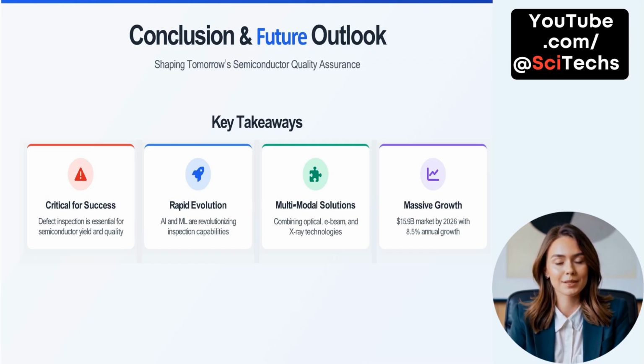Optical, E-beam, and X-ray technologies are being combined to create powerful inspection systems that can detect a wide range of defect types across different layers and materials. This integrated approach ensures higher reliability and process control. All of these factors are contributing to massive growth in the industry. By 2026, the market is projected to reach $15.9 billion, supported by an annual growth rate of 8.5%, highlighting a future rich in opportunity and innovation.